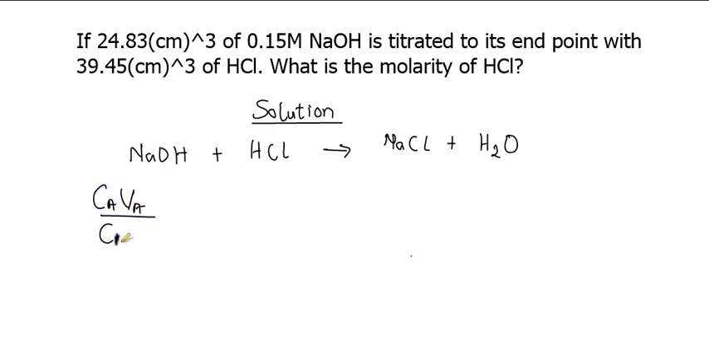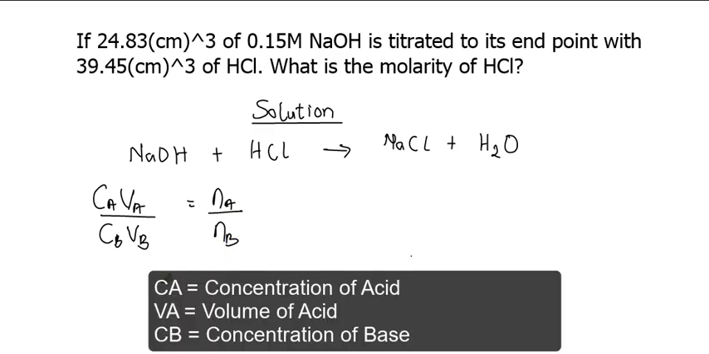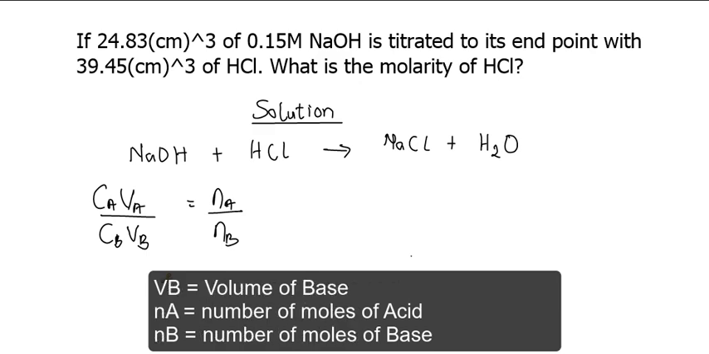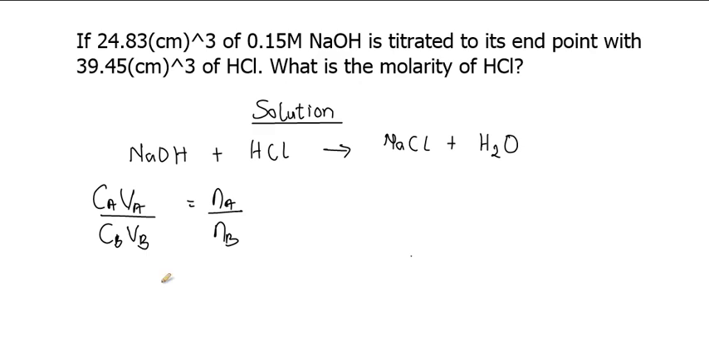over CbVb equal to Na over Nb, where Ca is the concentration of the acid, also known as the molarity of the acid. Va is the volume of acid used. Cb is the concentration of the base. Vb is the volume of the base, while Na and Nb are the number of moles of acid and base used respectively.